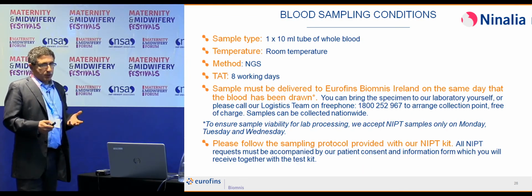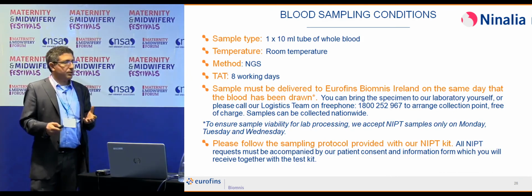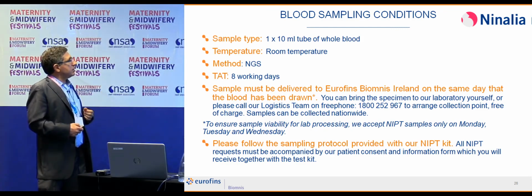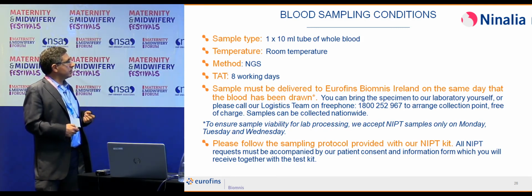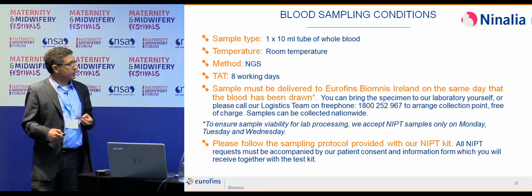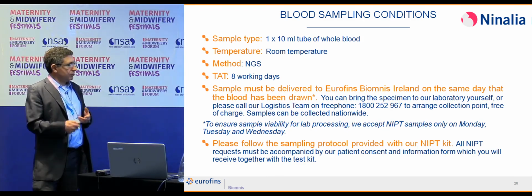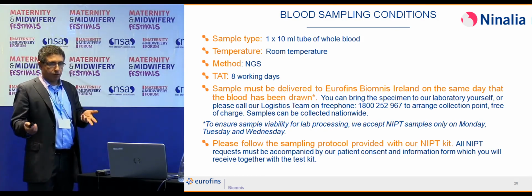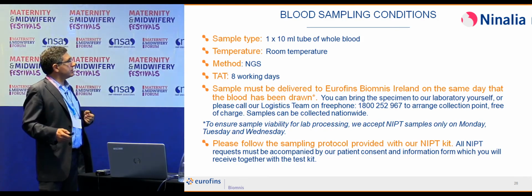Blood sampling must be done in a special tube, a 10 milliliter Streck tube. It must be sent at room temperature. The method is next-generation sequencing. The turnaround time is 8 working days, and the sample must be delivered to Eurofins Biomnis Ireland. You have the phone number here, and I give you the website on the next slide. We send you the special tube, and you send it back to Eurofins Biomnis.